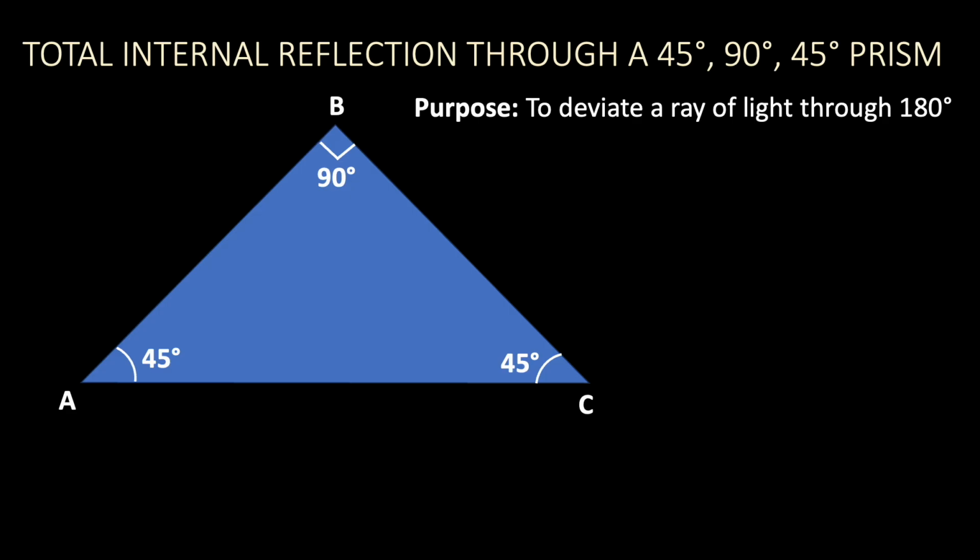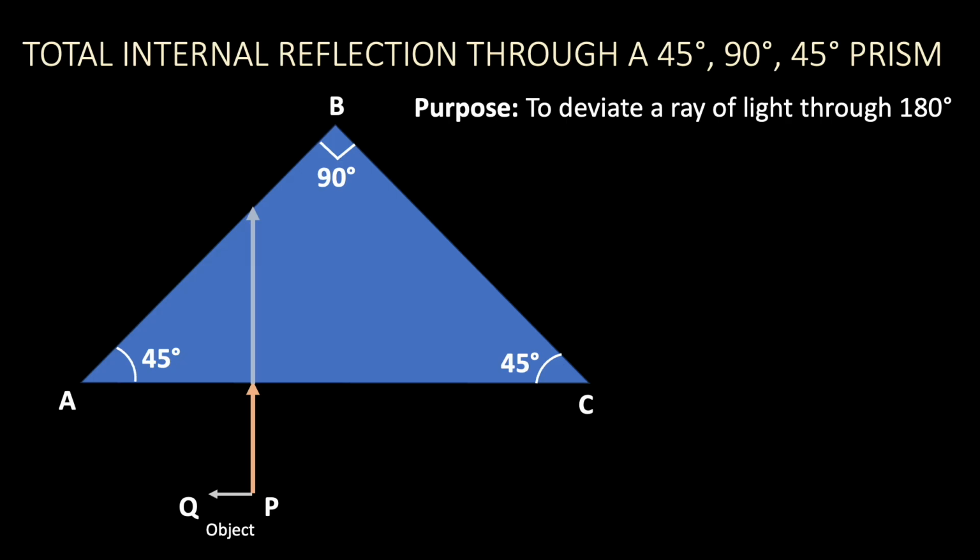In this case, our purpose is to deviate a ray of light through 180 degrees using the right angled isosceles prism. PQ is the object. A ray of light from point P falls normally on AC. So now it will enter the prism in an undeviated manner and it will strike the glass air interface AB.